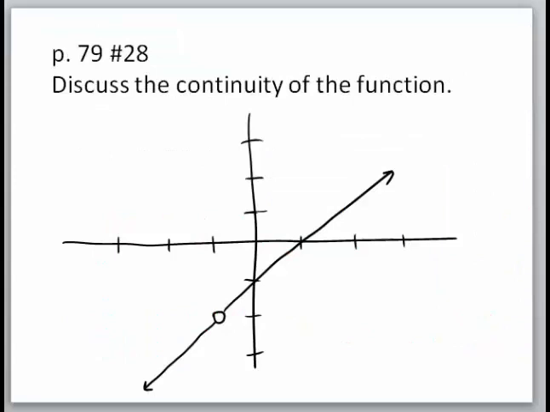Alright, in this problem I'm asked to discuss the continuity of the function. If you remember, we described continuity as being able to trace a line without lifting up our pen. Now, if you look at that, when I traced it, I had to lift up my pen because I had to jump over the circle. Therefore, it's not continuous everywhere.